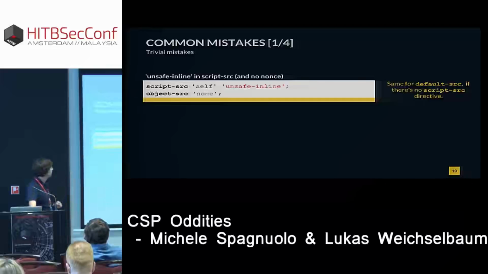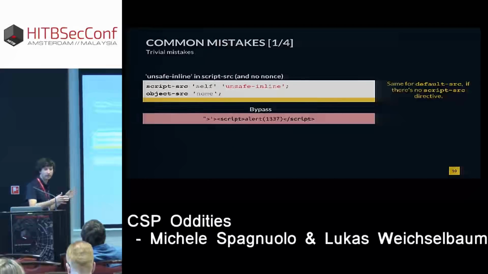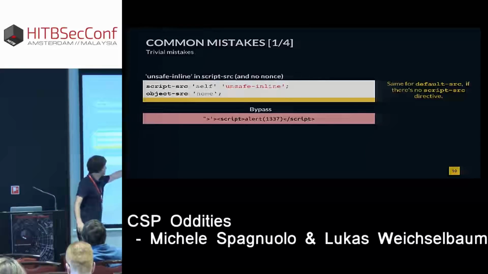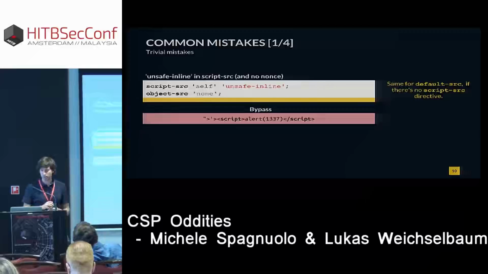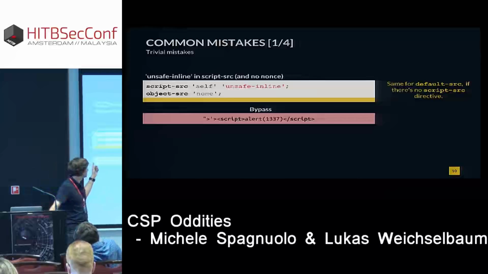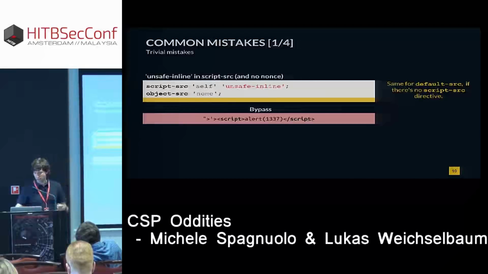As Michele already mentioned, if you have unsafe-inline in script source, you could just, as an attacker, inject something like that. Say a reflected XSS, break out and then script alert. So it's really useless. It totally defeats the XSS protection purpose of a CSP. The same holds true if there's no script source directive and only a default source, because then the default source becomes effective for script source.